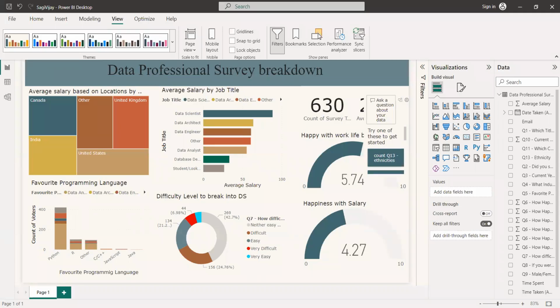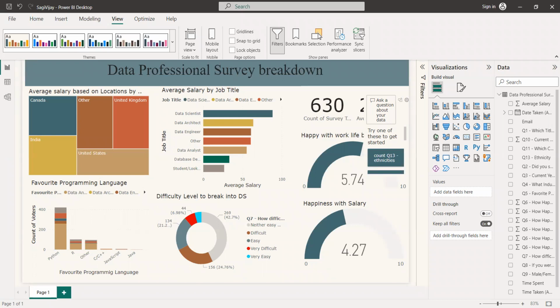Hello everyone, my name is Vijay, and the goal of this video is to gain basic exposure to a visualization tool, which is Power BI, which we are using over here. The data which we have used is the survey breakdown given by data professionals. I downloaded the CSV data, which was from a survey from a data related job.